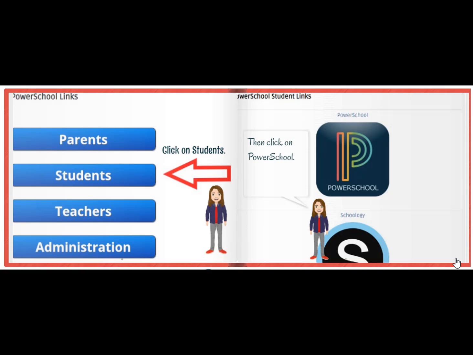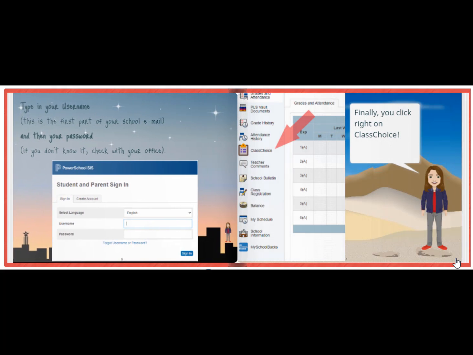Click on Students. Then click on PowerSchool. Type in your username. This is the first part of your school email. And then your password. If you don't know it, check with the office of your school. Finally, you click right on Class Choice.